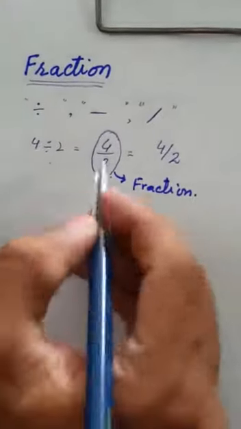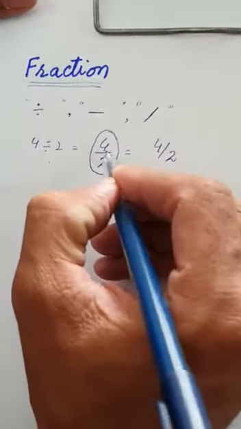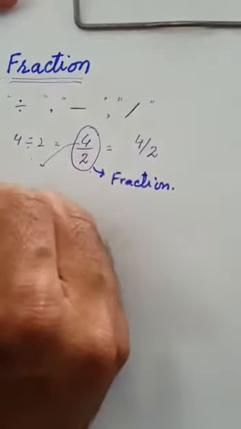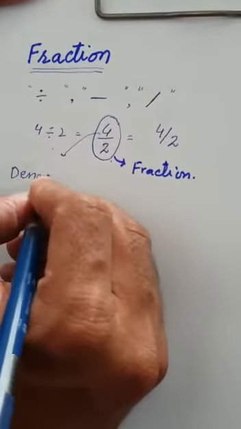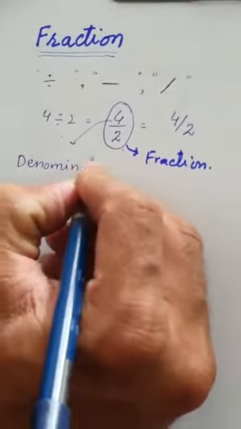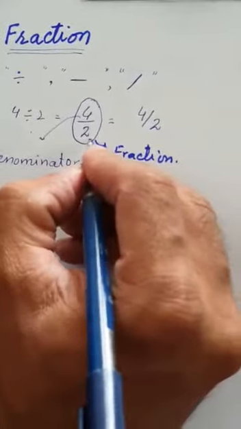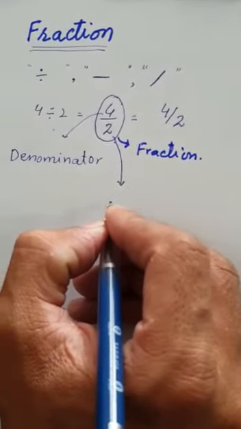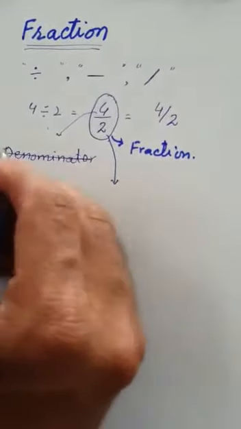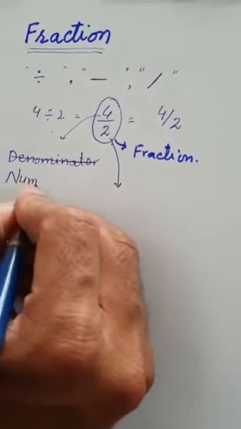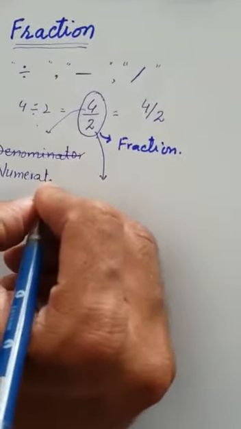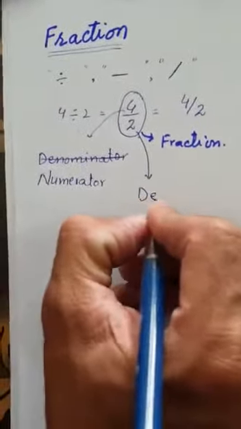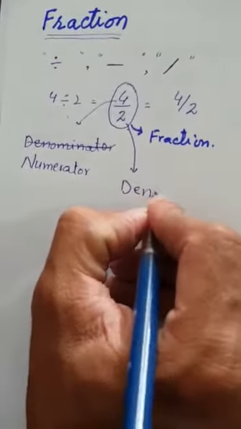Okay, in this, the thing that is on the upper side of the bar is known as numerator, and the down side of the bar is known as denominator.